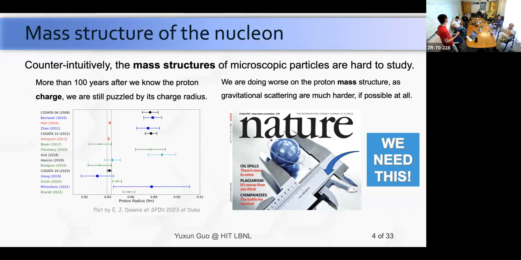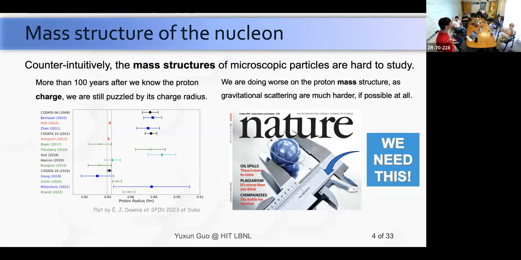But 100 years after that, we still don't know much about the charge radius. Well, we know much about that, but there's still inconsistency here, as you can see. That is the famous proton charge radius puzzle. Actually, I saw this pretty nice plot by Evangeline at the spin conference last month at Duke.